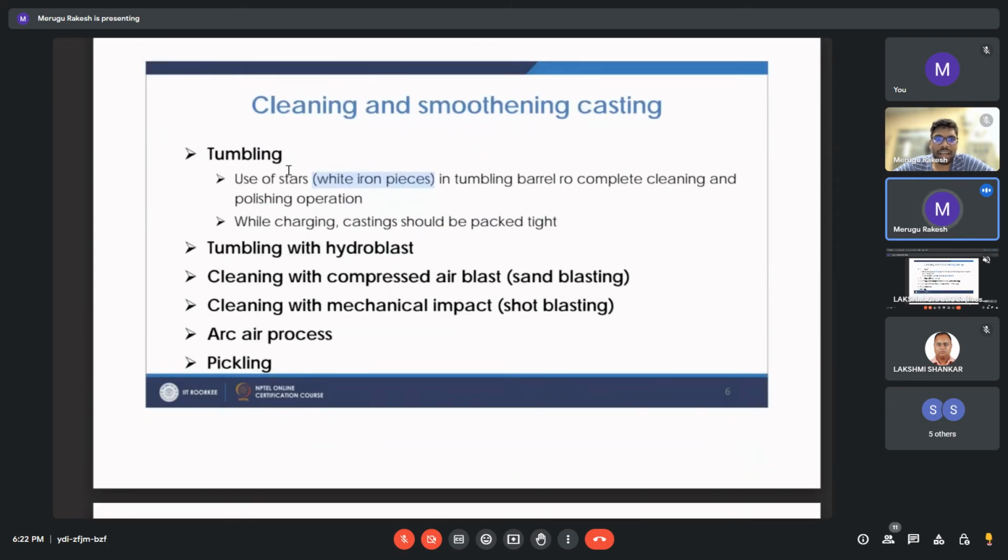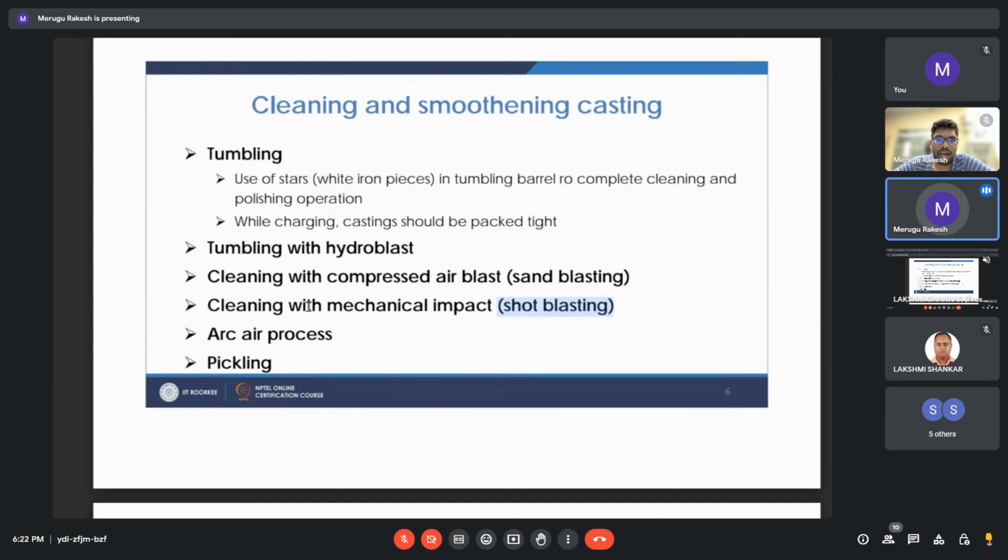We can do this tumbling with hydroblast as well, with water jets, or we can use air blast, which is called sand blasting, in which very high pressure sand particles are thrown onto the surface of the casting, which completely cleans the surface and removes unwanted particles. Then comes shot blasting, in which small steel balls hit the surface. It removes the unwanted portions, and it also induces some compressive stress on the surface of the casting, which is useful for the mechanical properties of the casting produced.